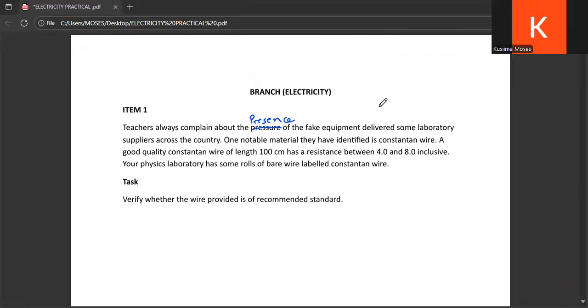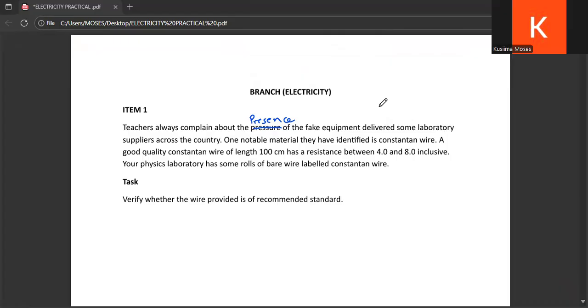In my previous video, we looked at an item in mechanics, that is physics paper 2 O level. Today, I want us to look at electricity, how we can go about electricity while answering the paper 2 items. So, we have our item here.